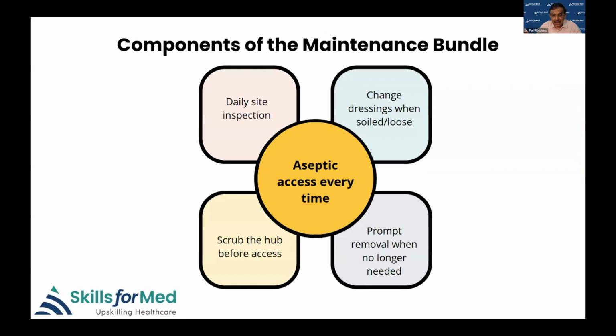Whenever you're accessing the line, whether you're going to give an injection or drawing blood, you do the scrub the hub technique. This is taking an alcohol swab, putting it on the hub of the central line, removing the cap, putting it on the hub of the central line and doing it as if you're squeezing orange juice, right? This motion for 15 seconds, sorry, 15 seconds is what it is.